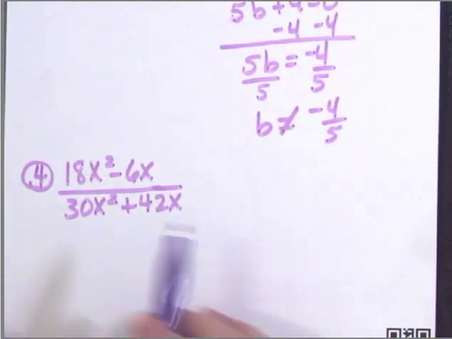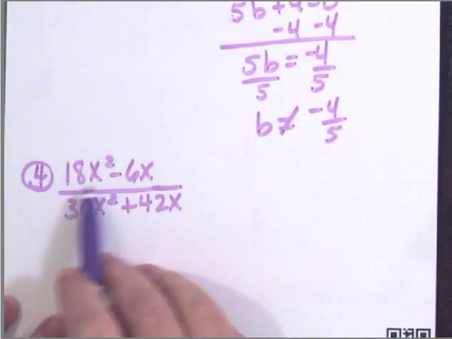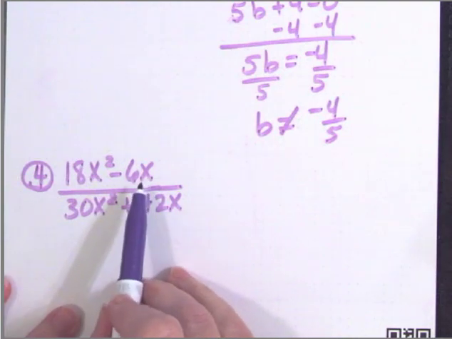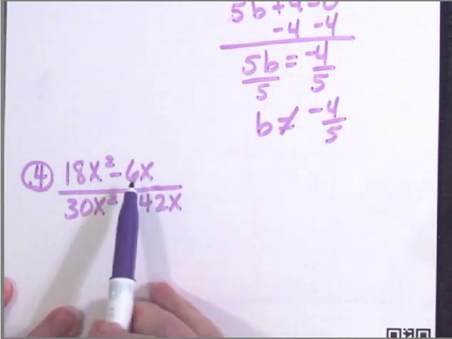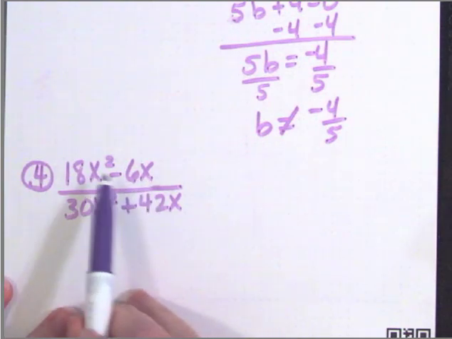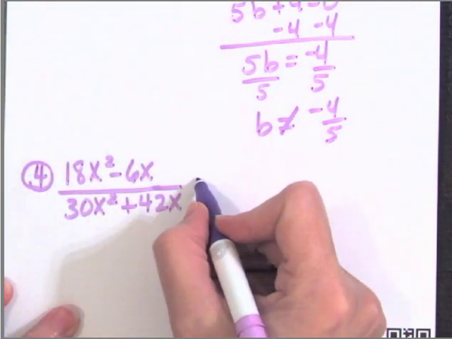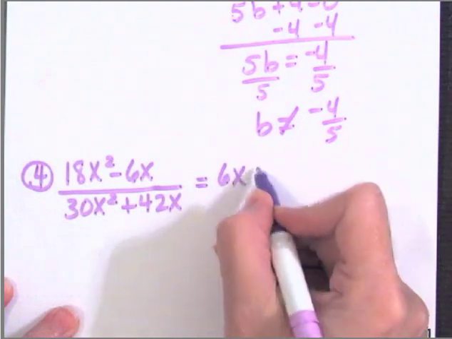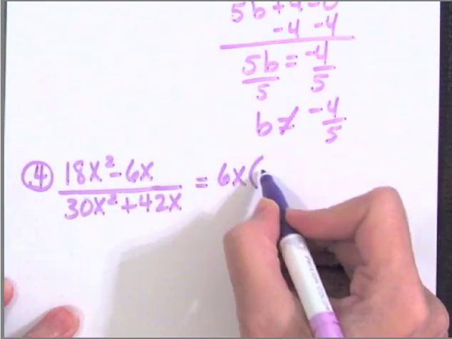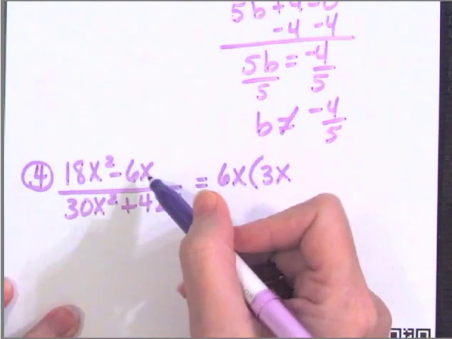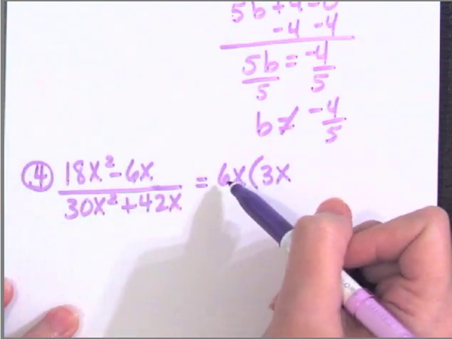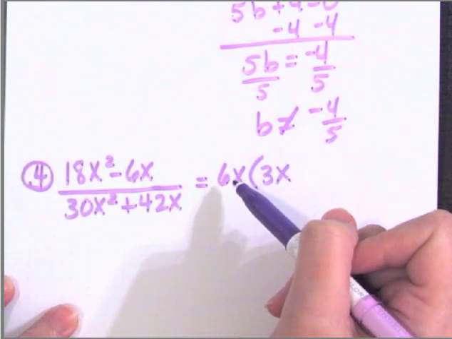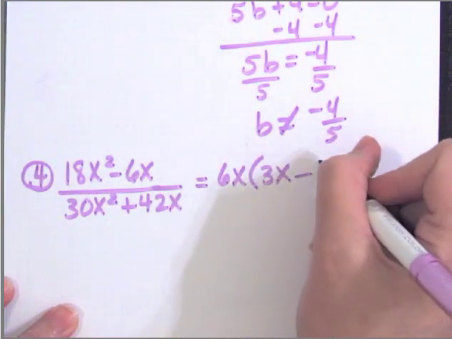Okay, so as I look at these terms in my numerator, I see I have a 6 and an x. So that's going to be my GCF. 6 goes into 18, and I can take an x out of x squared. So I'm going to factor out 6x. 18x squared divided by 6x is 3x. Negative 6x divided by the positive version, 6x, is going to be negative 1.